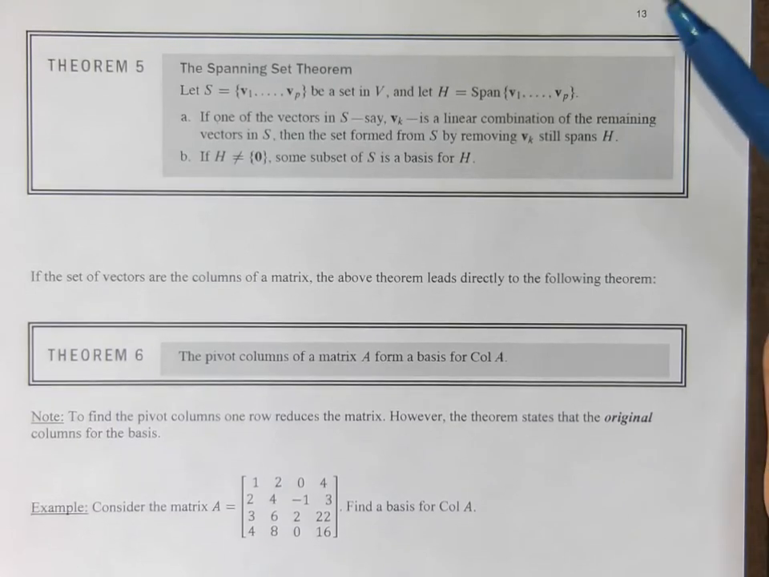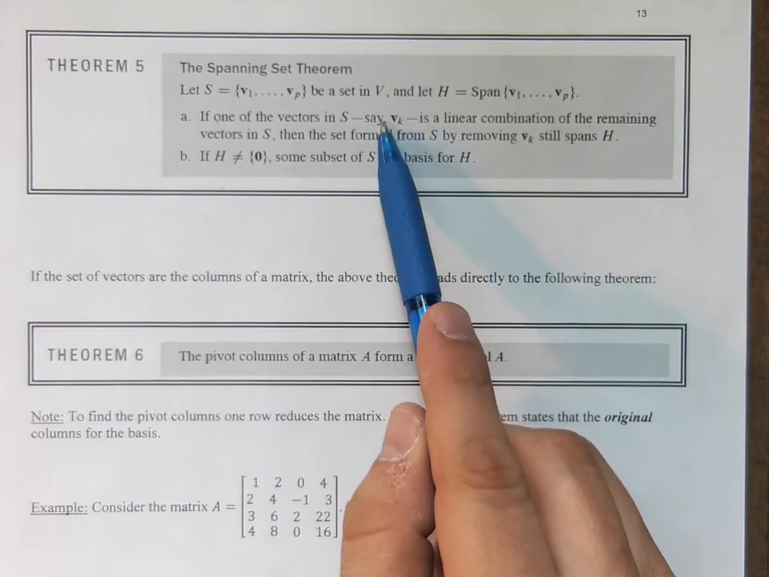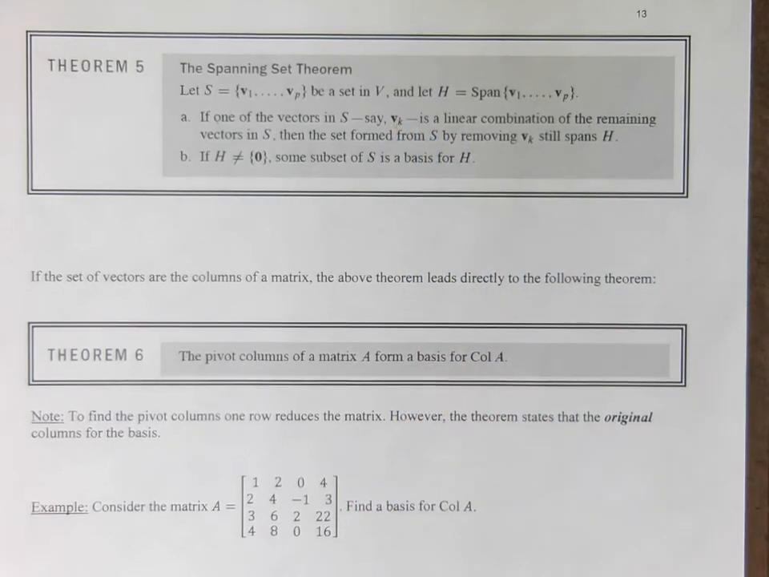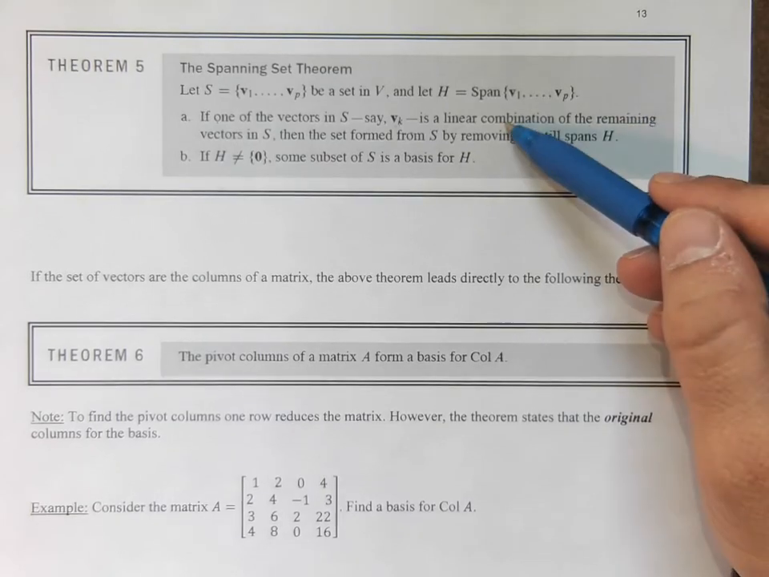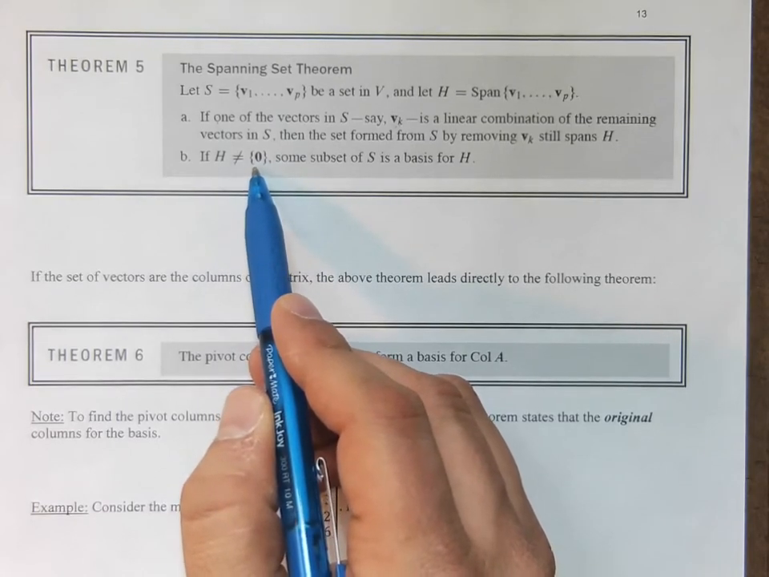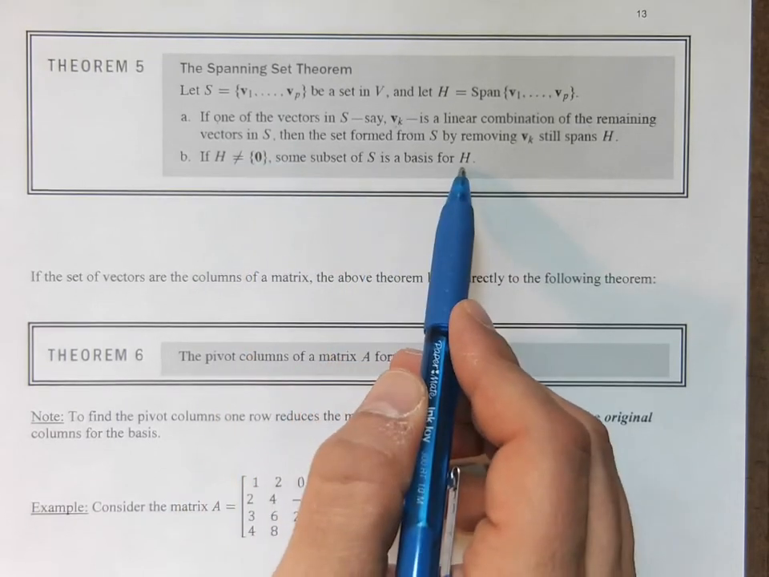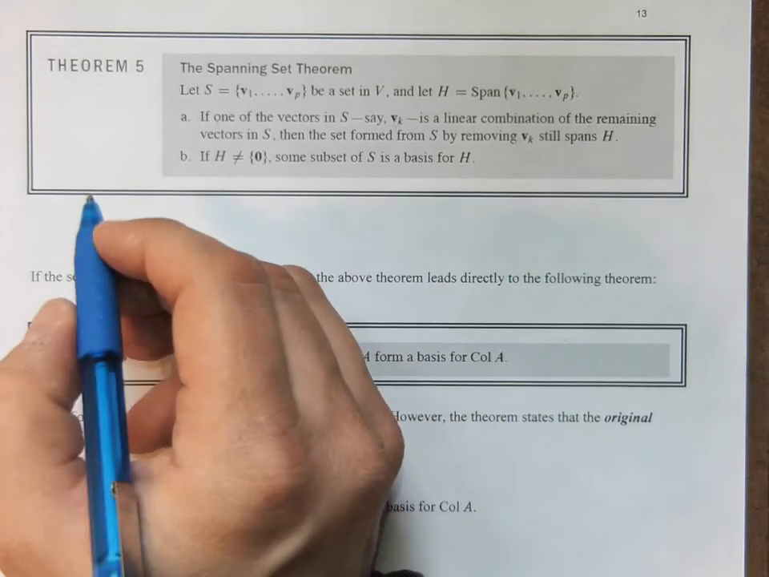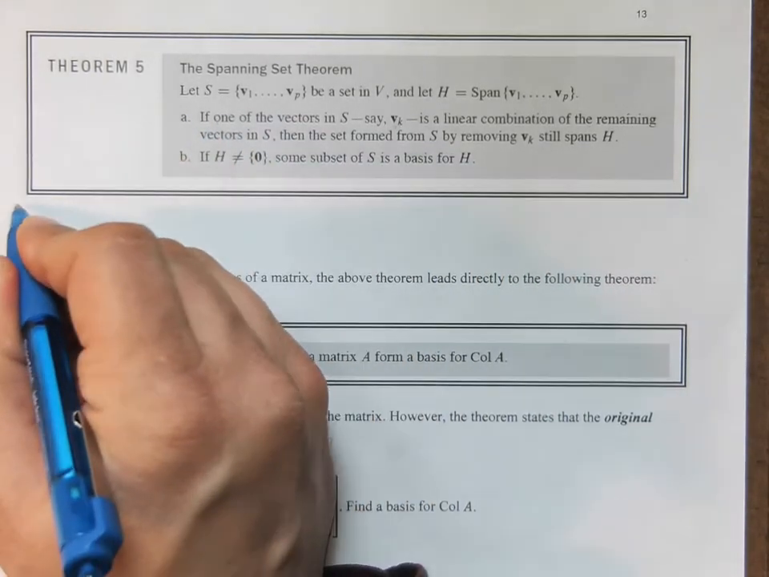Right? In other words, if one of them is a linear combination of the other ones, we don't need that one because we can just recreate it using the ones that it's a linear combination of. And so that's one thing. The other thing is, if H is not just the 0 set, then some subset of that one is a basis for H. I feel like it's a little bit confusing the way it's written.